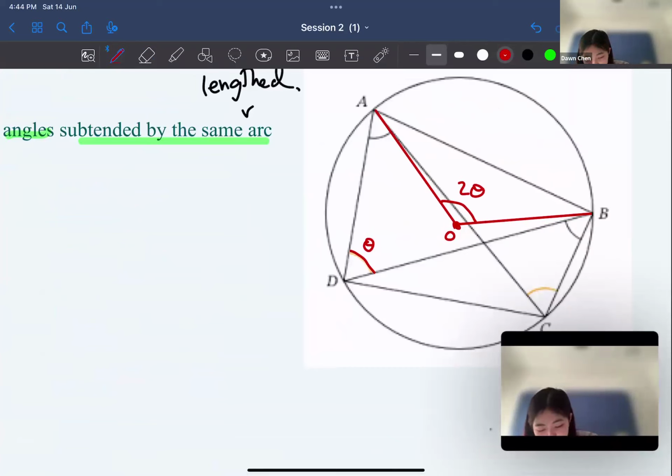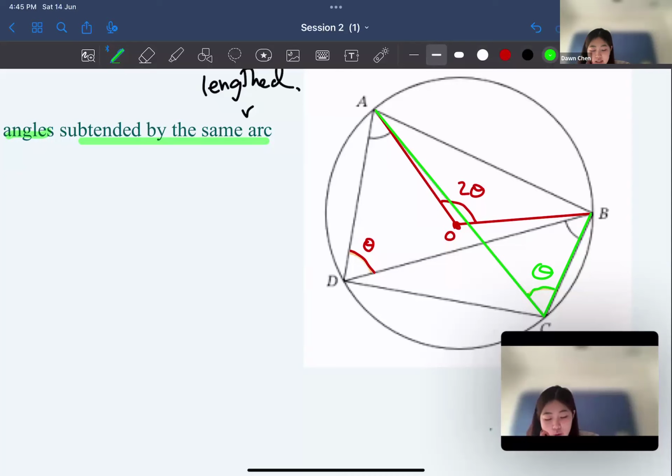Now, if we think about the other point C, we can use our argument from our theorem above again. We know the angle at the center is going to be 2 times the angle at the circumference. So what would this angle ACB have to be? Theta. Yeah, exactly, because whenever we are on the same arc, the angle at the circumference should be a half of the angle at the center.